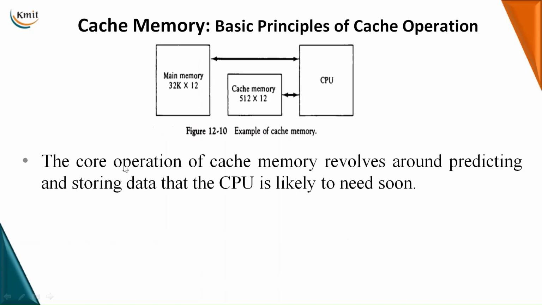And the CPU can communicate with both the main memory and the cache memory. The core operation of your cache memory revolves around predicting and storing the data that the CPU is likely to need soon. You cannot store all the information from your main memory into your cache. You have to predict which information and data is most frequently needed by the CPU, and only that type of data has to be stored in your cache memory.